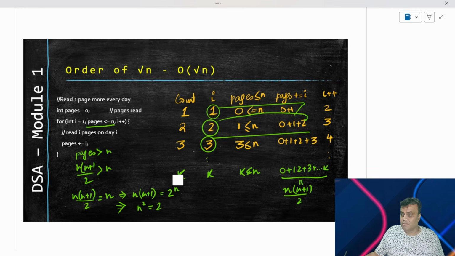I'm sorry, this will be 2n, not to the power of n. So can I therefore say that n square is equal to 2 times of n? We can of course say that, right? So net, what is happening here?